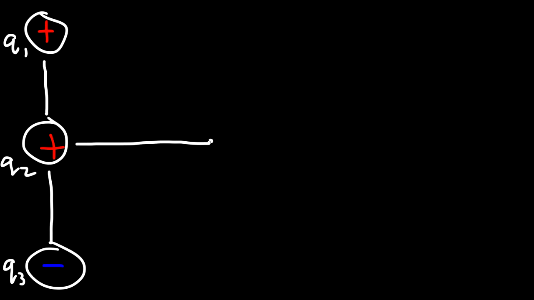Let's say Q1, Q2, and Q3, and let's say that they're equally spaced apart. So let's say the distance between Q1 and Q2 is 1 meter, and the same is true between Q2 and Q3. What is the net electric field at point A? What is the direction of the net electric field at that point?